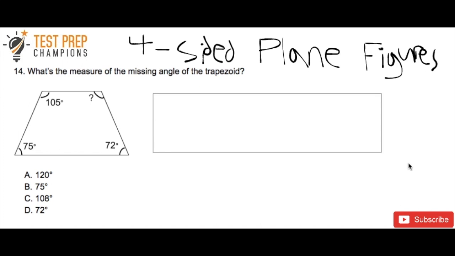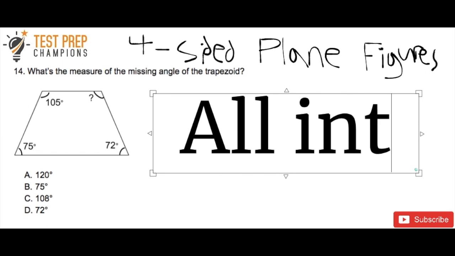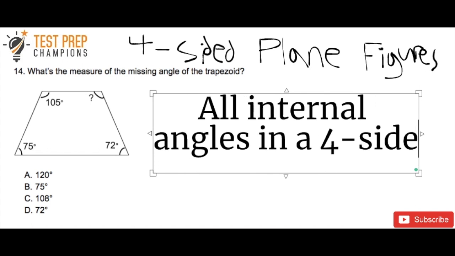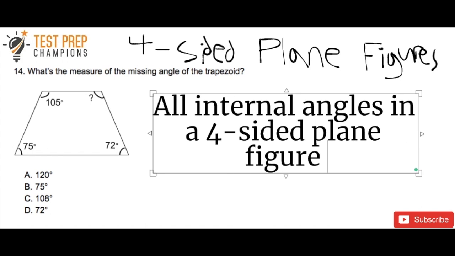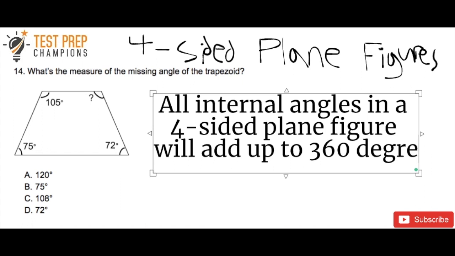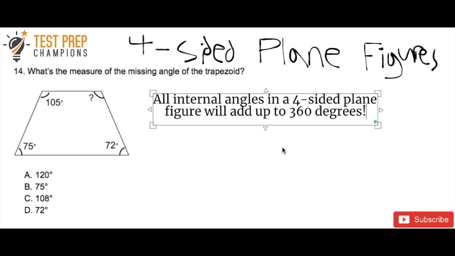So let me make a note here of that. This should go in your notes. All internal angles in a four-sided plane figure will add up to 360 degrees. Okay, knowing that, we can now solve this question fairly easily because we can just make a basic algebraic equation.